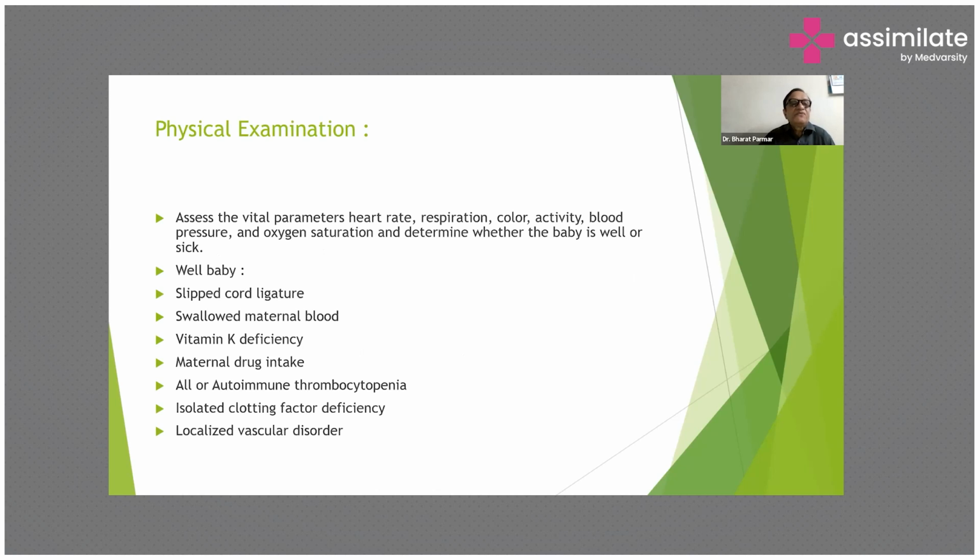If the baby is well, the causes of neonatal hemorrhage are swallowed maternal blood, cord ligature slip, vitamin K deficiency, maternal drug intake, alloimmune or autoimmune thrombocytopenia, isolated clotting factor deficiency, and localized vascular disorders.